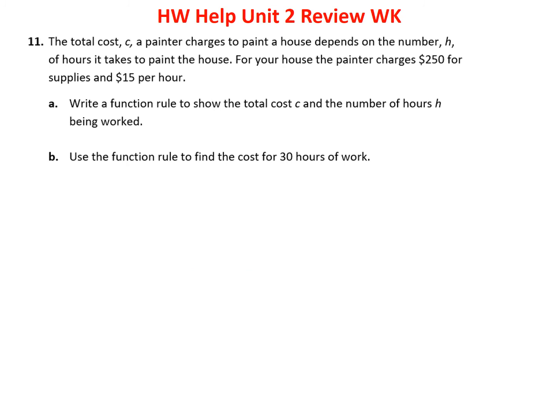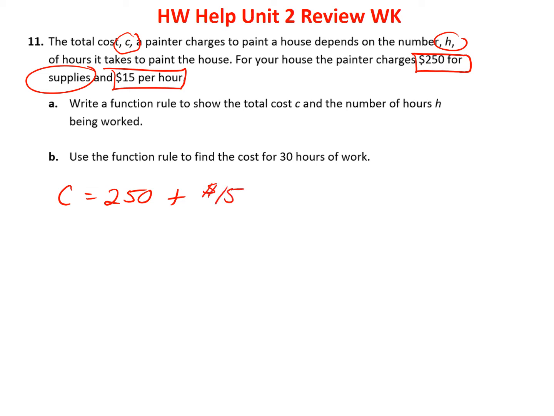Problem 11 is similar to problem 10. We have the total cost that a painter charges you to paint a house. It depends first of all upon H, the number of hours it takes to paint the house. The painter charges $250 for supplies and $15 per hour. So the $250 is a fixed amount. He's going to charge you $250 no matter what, and then he's going to charge you $15 per hour. So notice that the cost is going to be the $250 plus $15 per hour, times the number of hours. So to write this cost as we usually do, cost equals, I'm going to put the variable first, 15h plus 250. That's going to be my function.